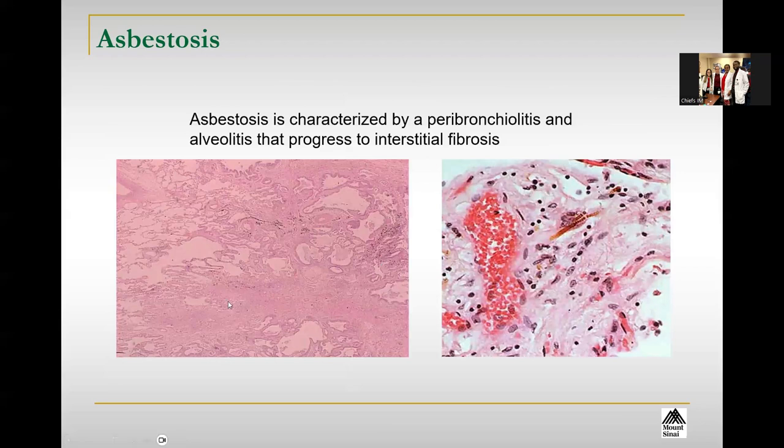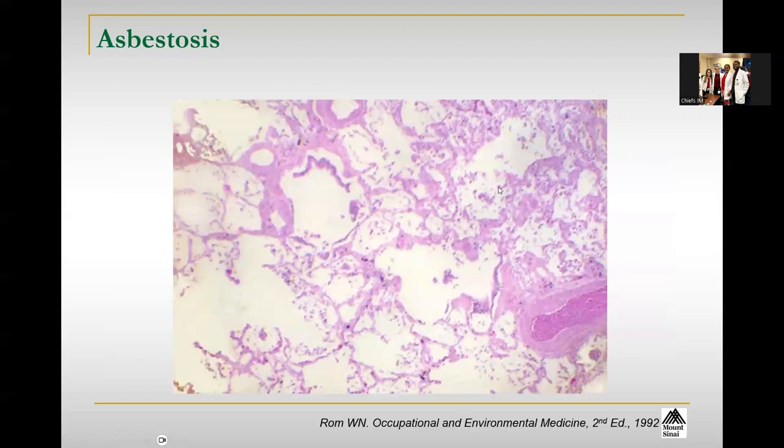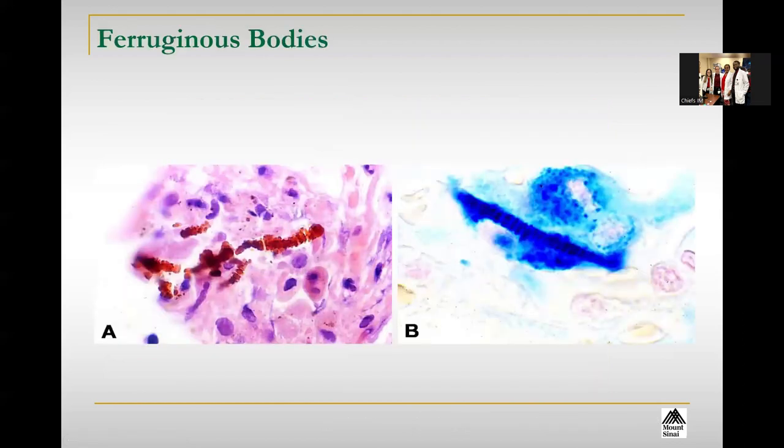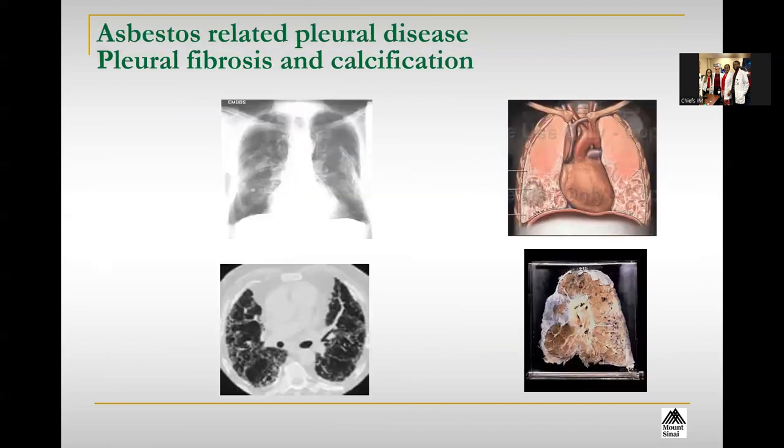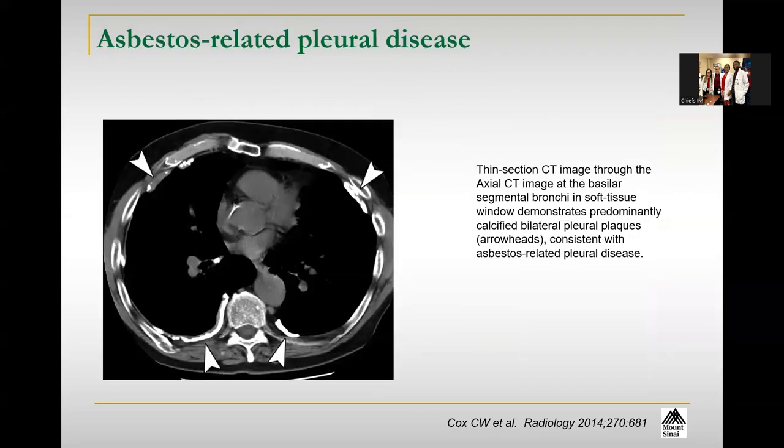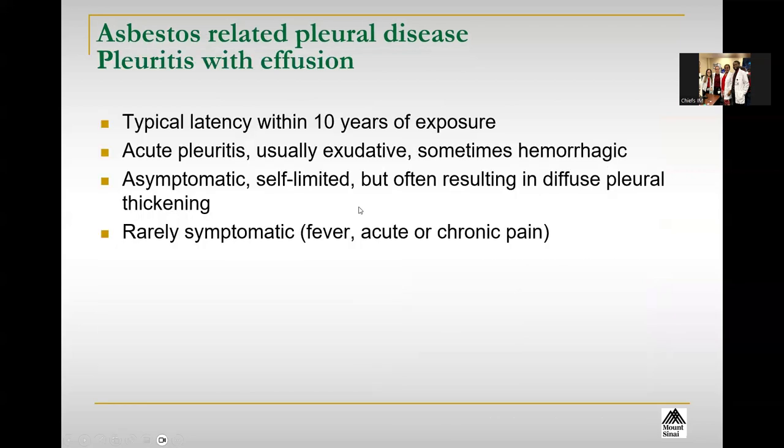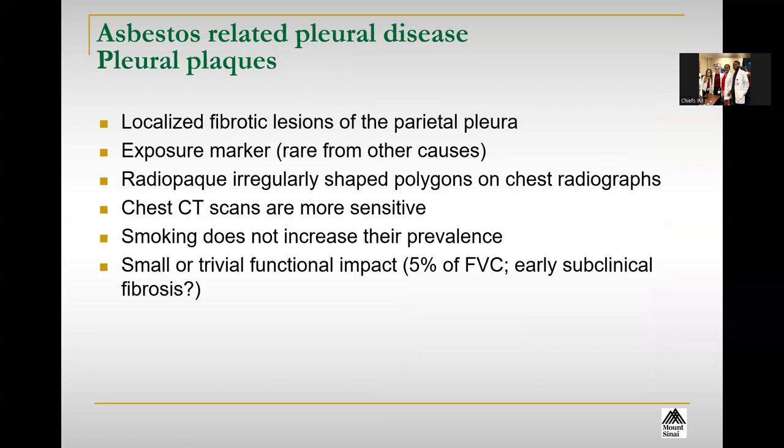So this is again the interstitial thickening in the lung with the observation of these ferruginous bodies that are fibers. Another example with the thickening of the interstitium compared to the normal alveolar walls, and the ferruginous bodies that can be seen in this disease. And pleural disease in the form of thickening, and this is how it looks. And it can be calcified, like this one here. And again, the latency is 10 or more years after initial exposure, usually asymptomatic, practically no evidence of functional impairment.